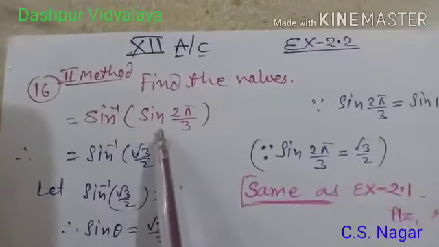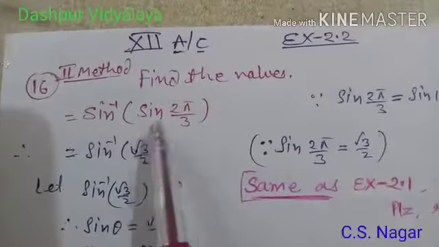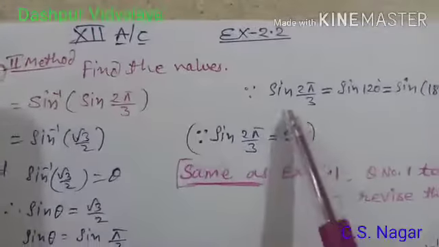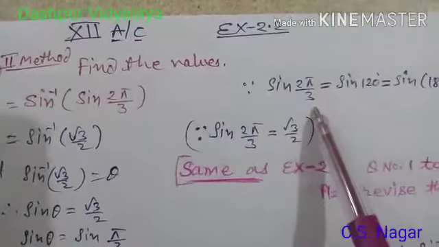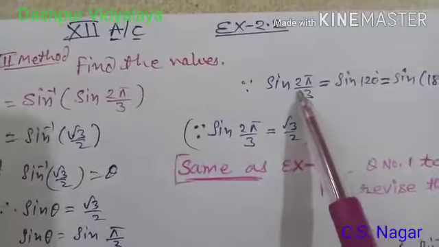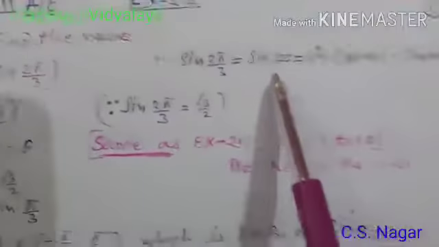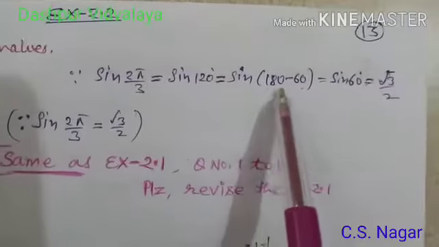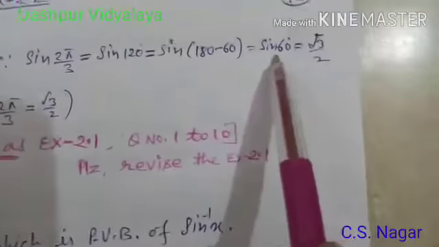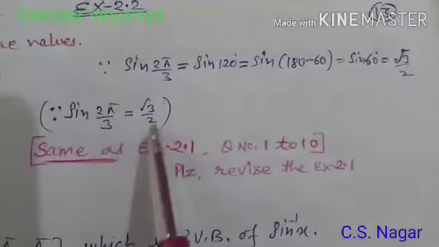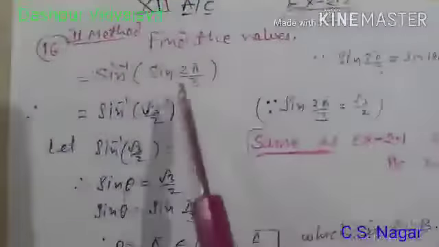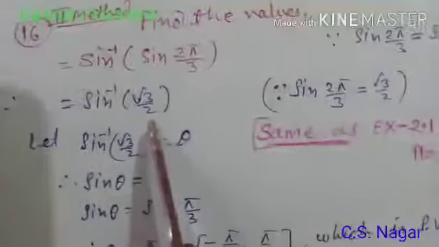Sin inverse of sin 2 pi by 3. Since sin 2 pi by 3 means pi is 180, 180 divided by 3 is only 60, 60 into 2 is 120. Sin 120 means sin of 180 minus 60, that is sin 60, and the value of sin 60 is root 3 by 2. It means sin 2 pi by 3 is root 3 by 2. So in place of sin 2 pi by 3, write root 3 by 2.